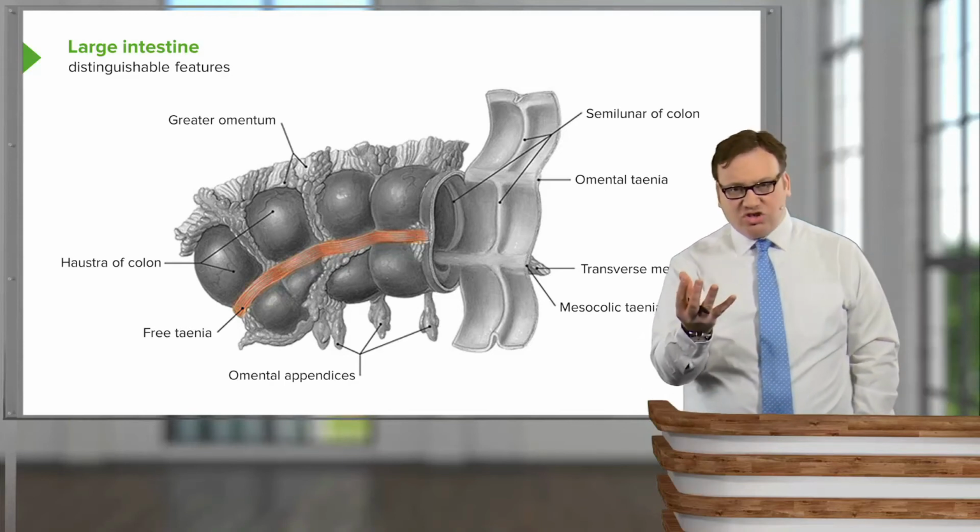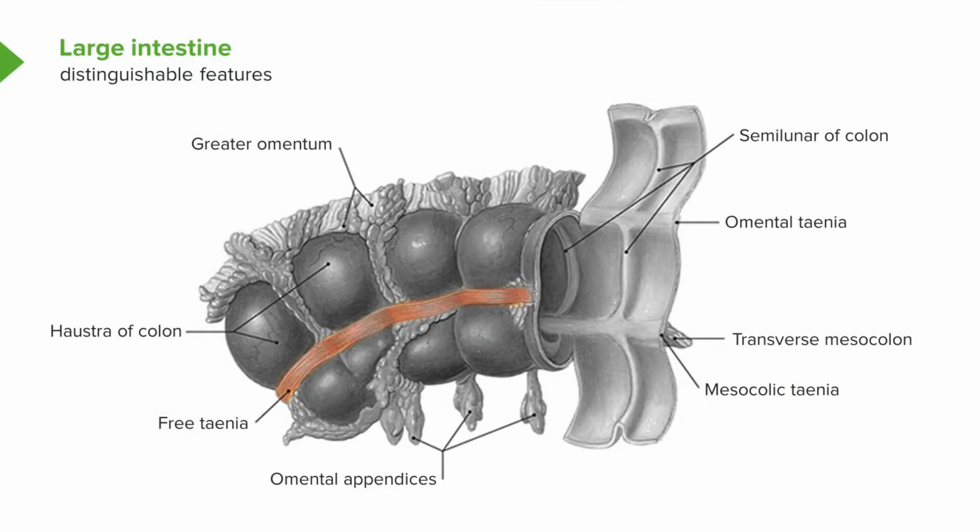Now, because these contract, they create these pouches or haustra. And as these muscles contract, they help to shuffle the indigestible material, the feces, along the large intestine.